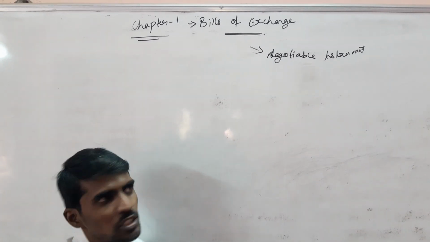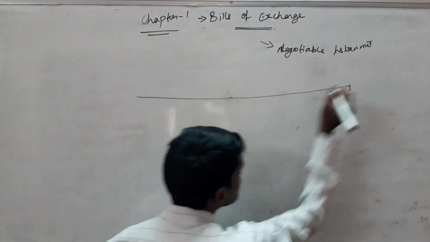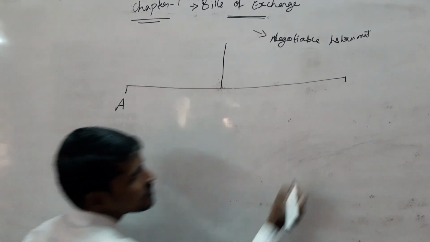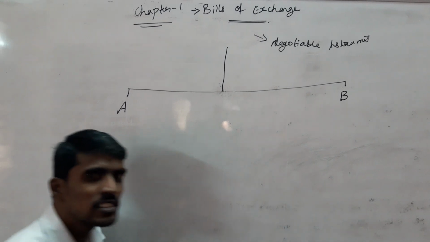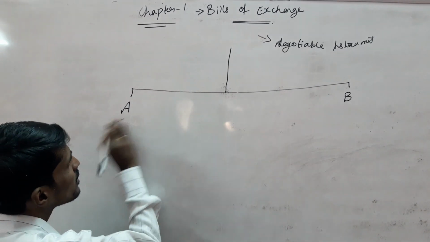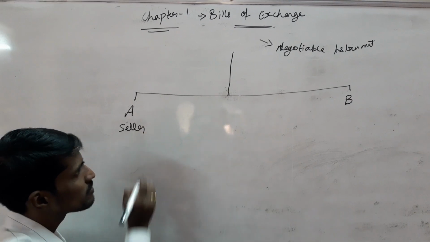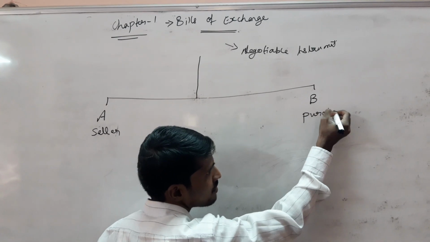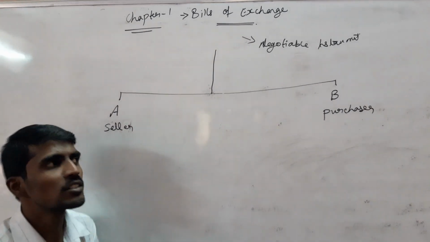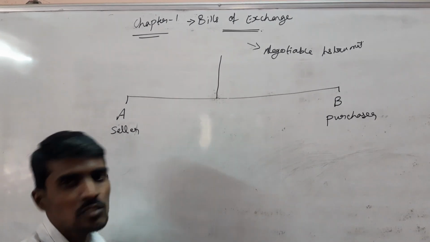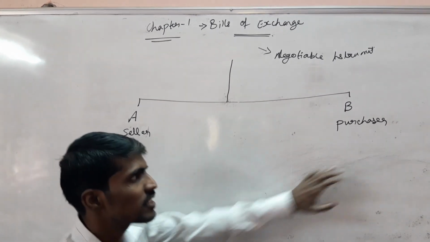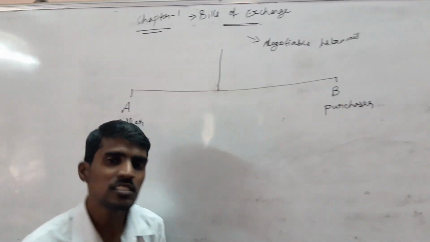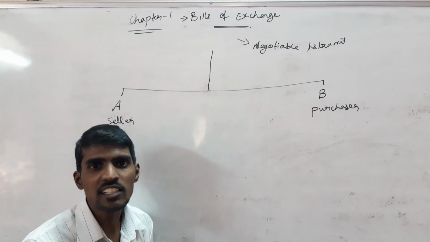So in the business operations, what will we do? I will give a small example to you. There is a person called A. There is a person called B. So in our business operations, one person will be the seller and the other person will be the purchaser. If A is selling the goods, B will purchase, or if B sells the goods, A will purchase. So the relationship between these two persons in accounting terminology is seen as the debtor and creditor relationship.